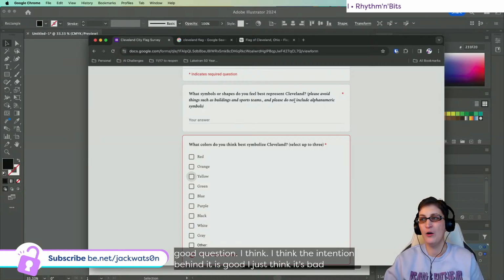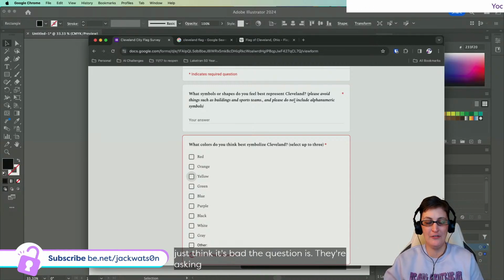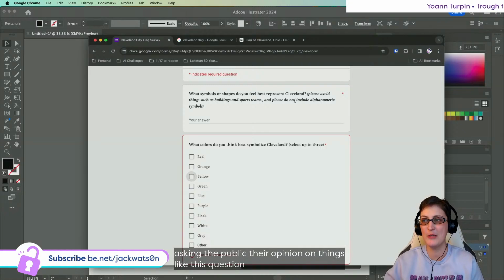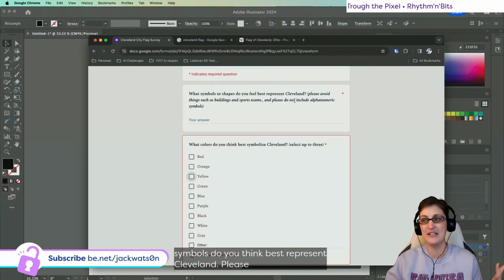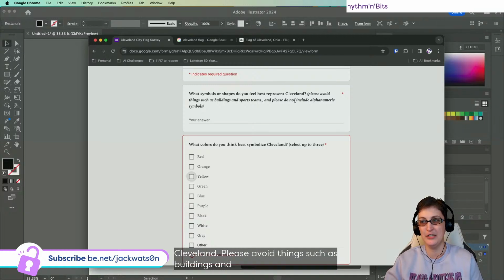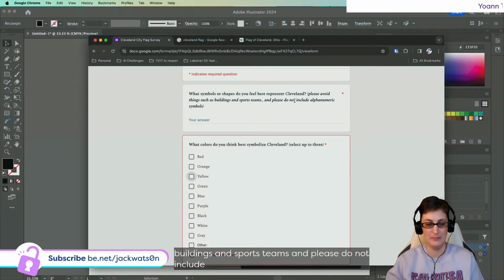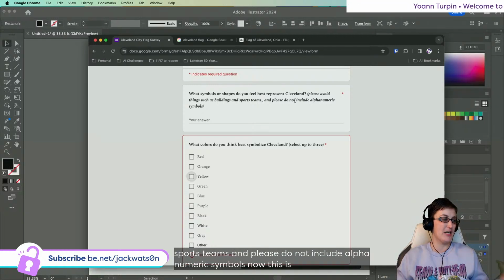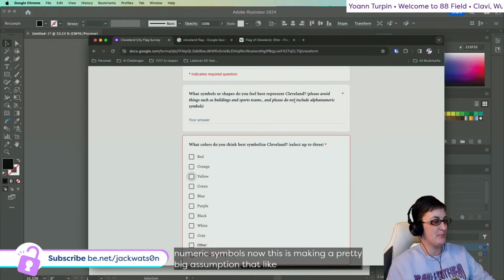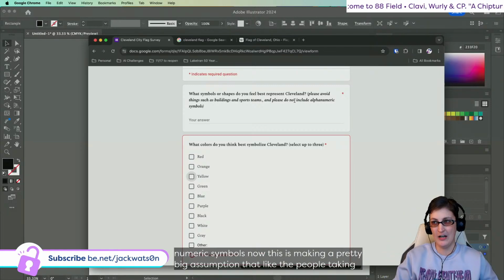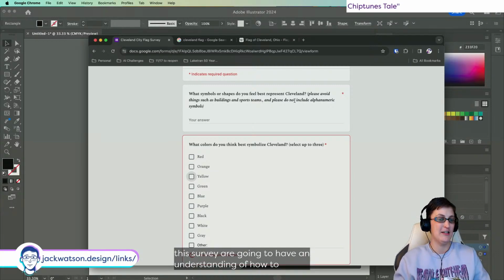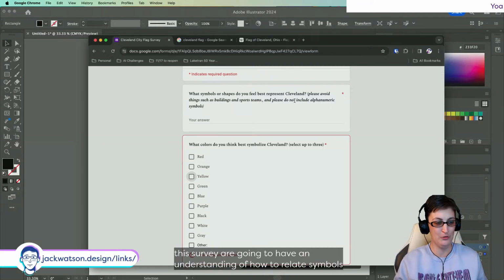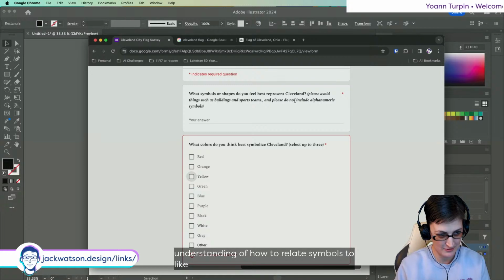They're asking the public their opinion. The question is, what shapes or symbols do you think best represent Cleveland? Please avoid things such as buildings and sports teams, and please do not include alphanumeric symbols. Now, this is making a pretty big assumption that the people taking this survey are going to understand how to relate symbols to concepts, right?